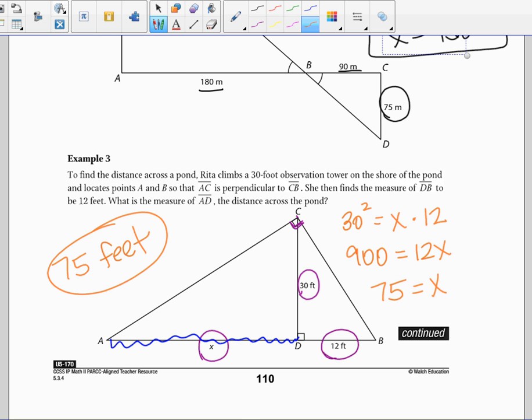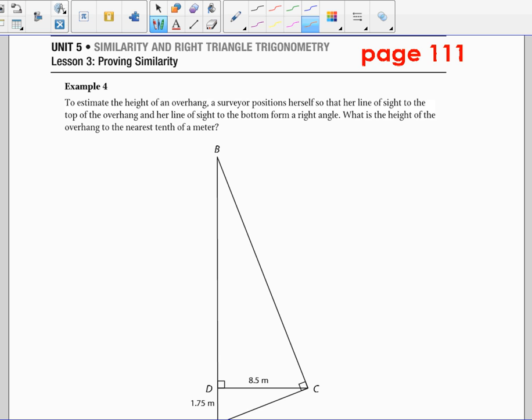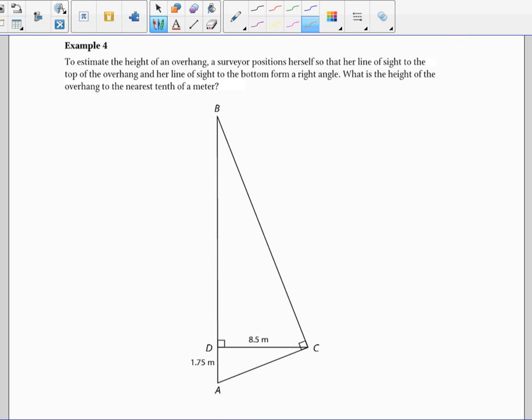And then for the last one, for example number 4, it says to estimate the height of an overhang, a surveyor positions herself so that her line of sight to the top of the overhang and her line of sight to the bottom of the overhang form a right angle. So she's sitting right here at point C, okay, and the overhang is from B to A. It says, what is the height of the overhang to the nearest tenth of a meter?